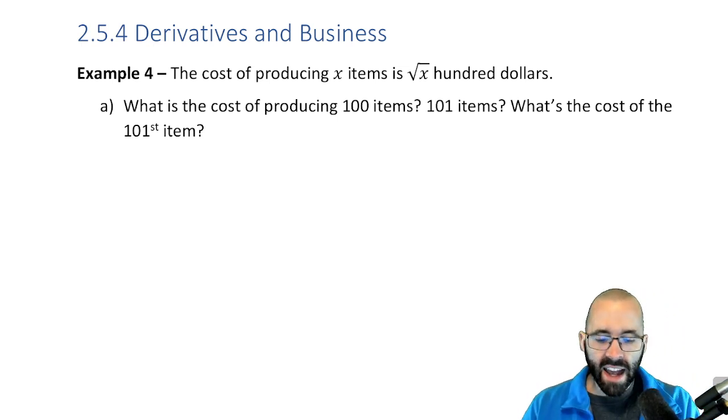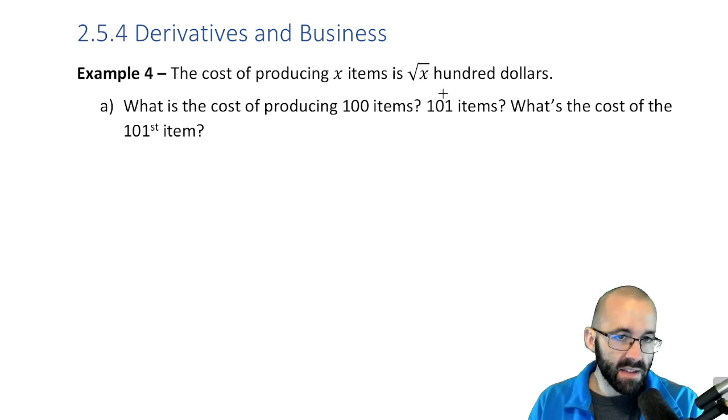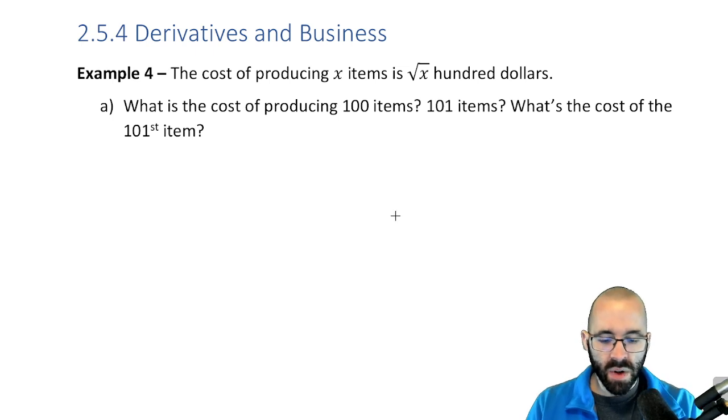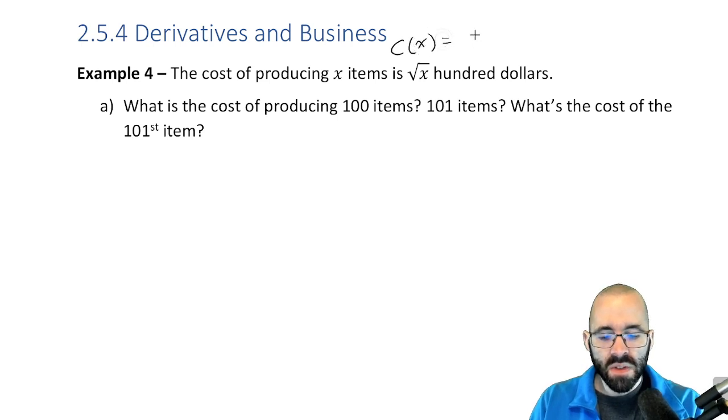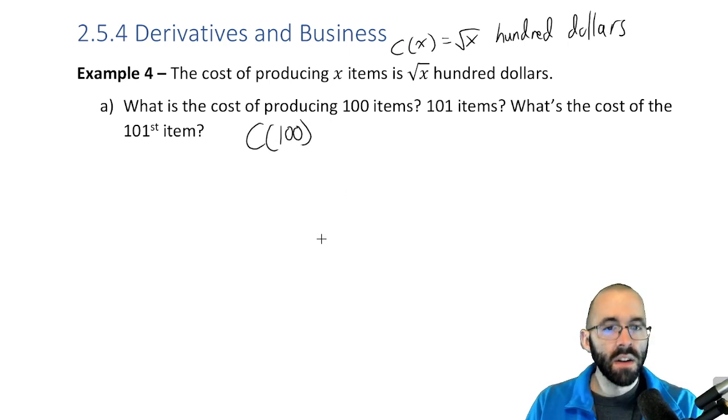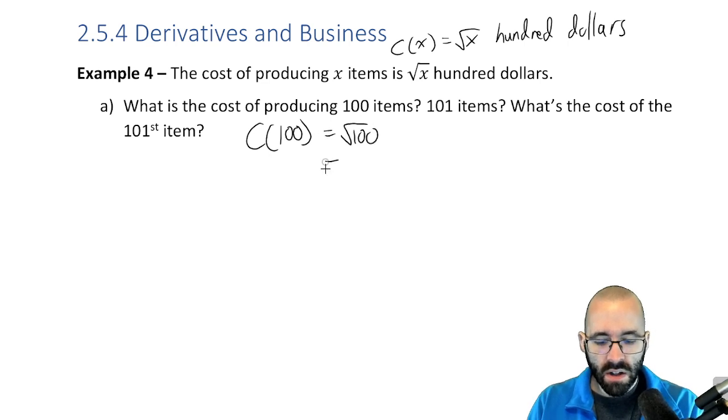The cost of producing x items is the square root of x, in hundreds of dollars. So A is asking us, what is the cost of producing 100 items? Let's write this in function notation. Cost of x items is the square root of x. Well, then the cost of 100 items would just be the cost at 100, which is the square root of 100, which is just 10, or $1,000.